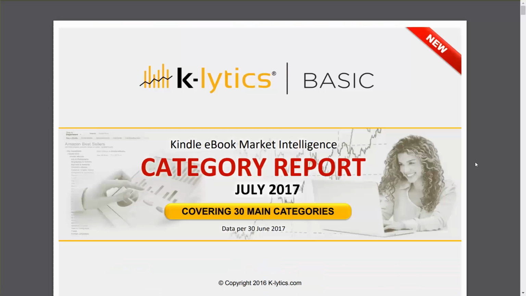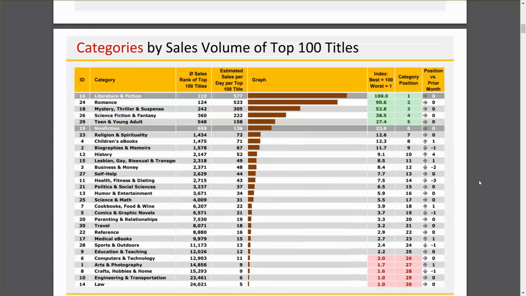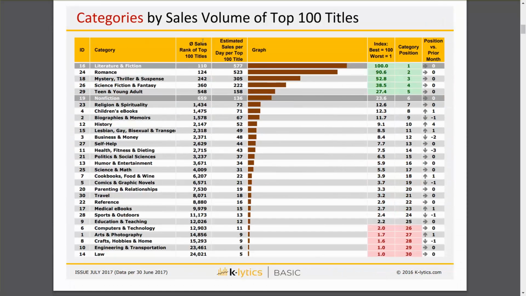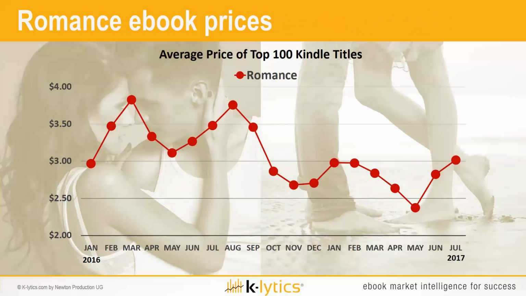So with this, back to our monthly report, let's look at the K-lytics July report on some of the sales volume trends for the big categories. In fiction, romance recovered from the recent dip. We already reported about it, but you see here now the recent trend is pointing back up again, also here with the July data where we maintained that higher level of sales. Romance ebook prices, well, there's good and bad news.